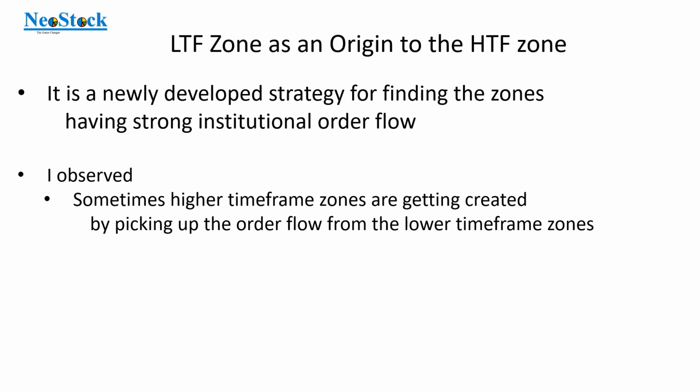You may ask a question here: is it always the immediate lower time frame? Can't it be one more or two more time frames lower? Yes, it can be. But for the immediate lower time frame to the higher time frame, in that concept we have a very strong success rate. For example, for weekly, the immediate lower time frame is daily. Suppose a weekly zone is created from a daily zone, the daily zone is having a strong order flow. It is also possible that a 75-minute zone or 1 hour zone can also create a weekly zone.